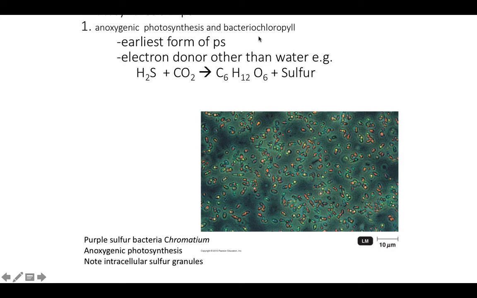And then just really quickly, you guys, we said the earliest form of chlorophyll to evolve was called bacterial chlorophyll. And this permits anoxygenic photosynthesis in that no O2 is made.